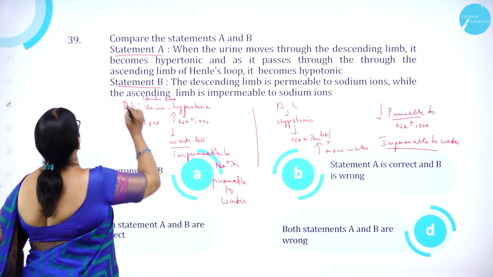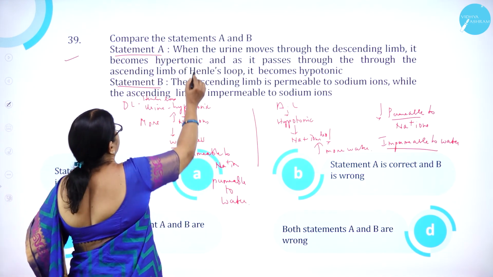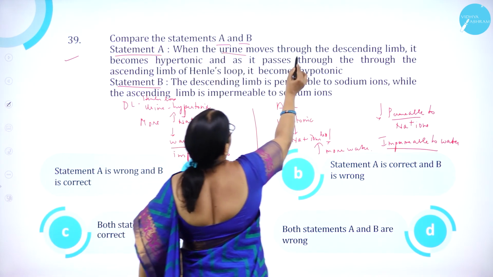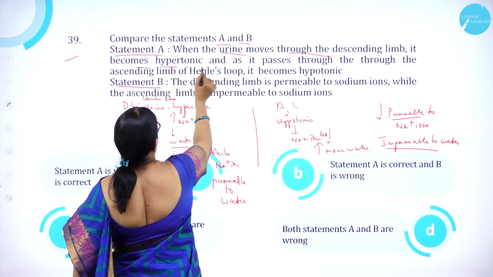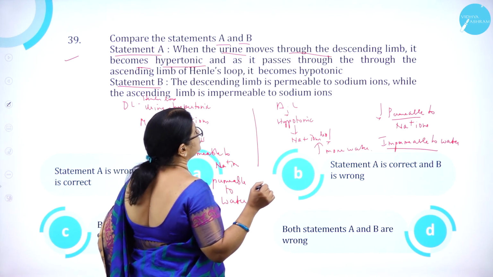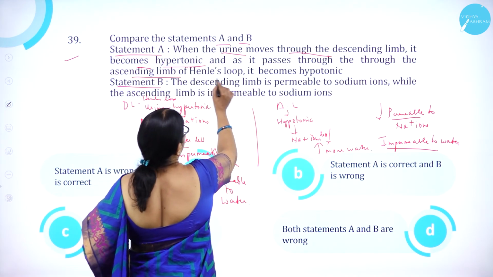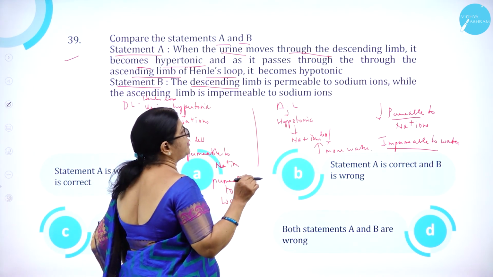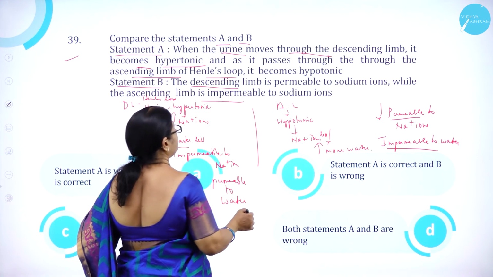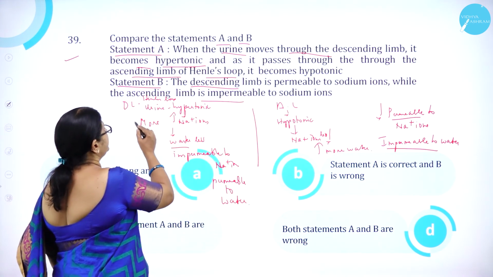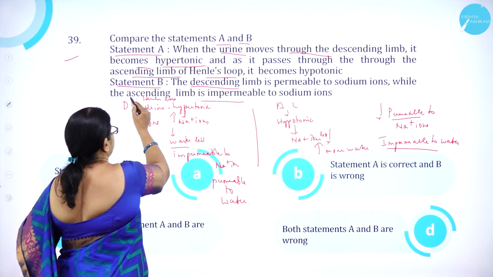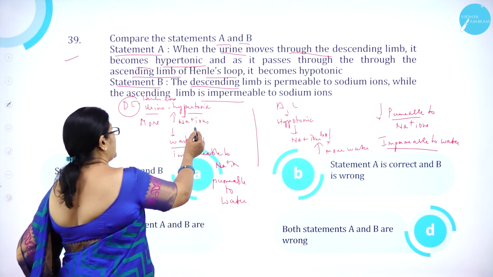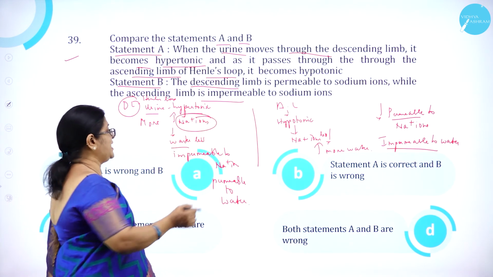Moving on to question number 39. Compare the statements A and B. Statement A: when the urine moves through the descending limb, it becomes hypertonic, and as it passes through the ascending limb of Henle's loop, it becomes hypotonic. Statement B: the descending limb is permeable to sodium ions, while the ascending limb is impermeable to sodium ions. So in the descending limb of Henle's loop, urine will become hypertonic because it will have more sodium ions and less water.